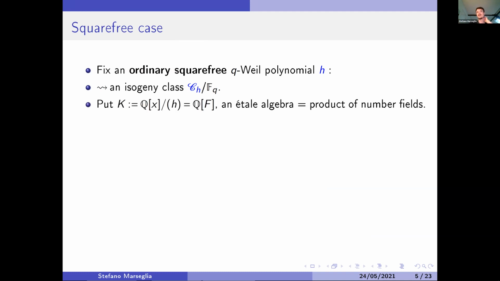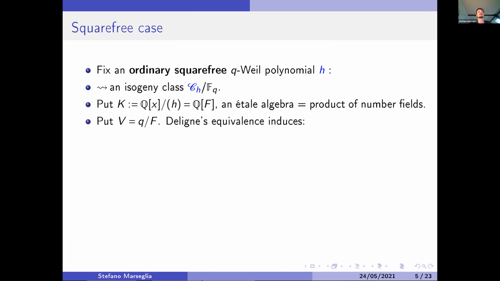We define K to be the étale algebra generated by this polynomial h, and F is going to be a root of h inside K. So observe that since we are assuming it is squarefree, this polynomial is not just the characteristic polynomial of the Frobenius, but it's also the minimal polynomial of the Frobenius. So that's why we can identify its root inside K with the Frobenius. So this algebra is an étale algebra, so it's a finite product of number fields. And the number fields are going to be the fields defined by the irreducible factors of this h.